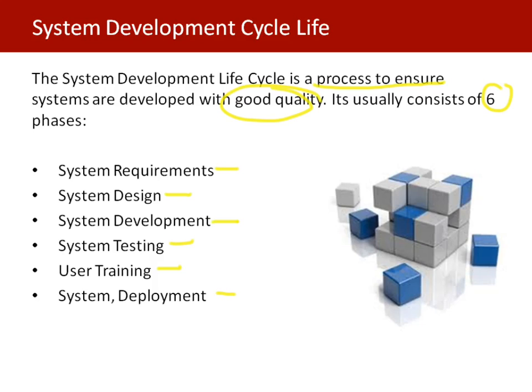All of these phases are a coordinated effort to ensure that the process of developing the system produces a good quality system. As a project manager or a project team, understanding these 6 phases is important to understand the process of developing a system, and it will help you manage that process to make sure that you get a good system.